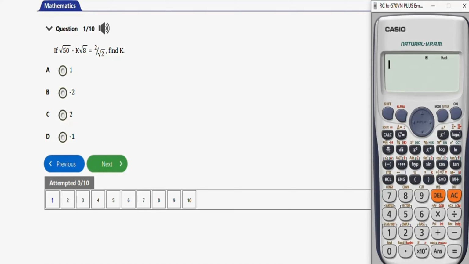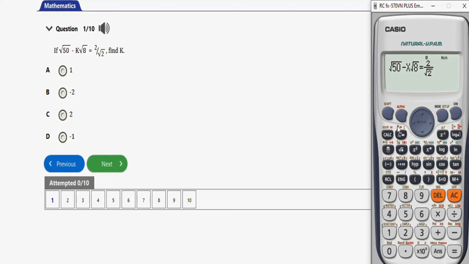To solve this, we're going to make use of equation solve on this calculator. So we have root 50, then minus, let's replace k with x on this calculator. That's what the calculator recognizes. We have alpha and this button for x to come out, then root 8. To bring out the equality sign, press alpha and this calc button, then a fraction, 2 over root 2. So that's what we have there.